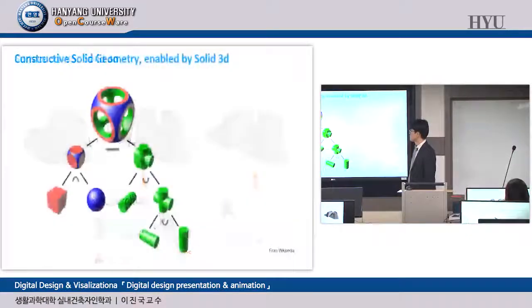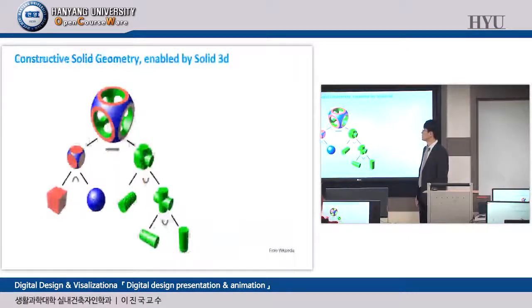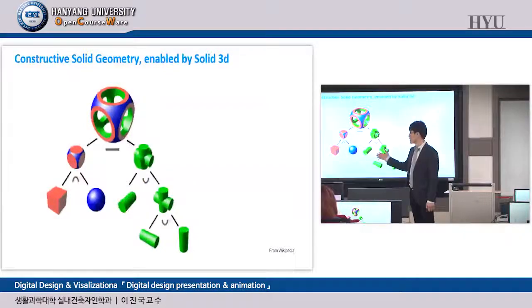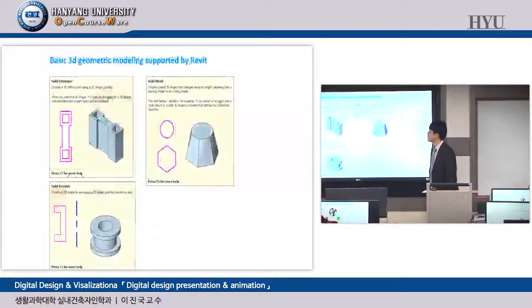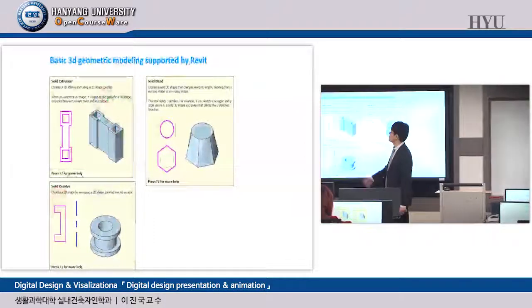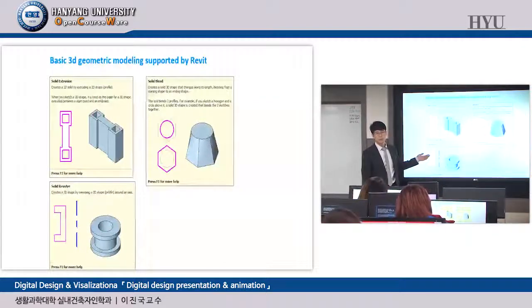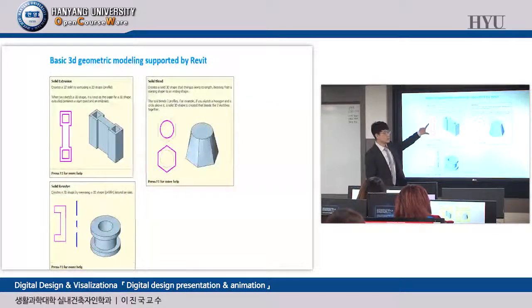That's the difference. In a solid model, we have Boolean operation, constructive solid geometry, union, intersection, plus minus operation. So this is the Revit interface. Revit has extrusion. Do you remember how to create a 3D model? Same, okay? Extrusion.